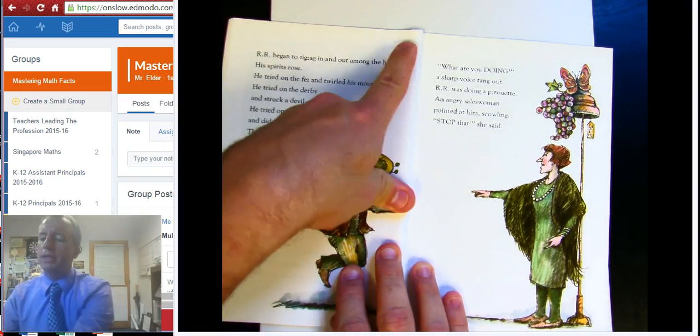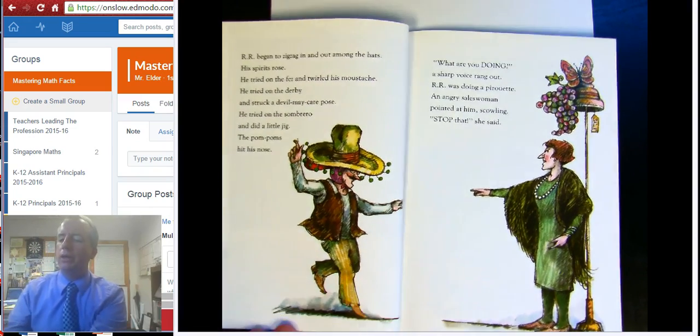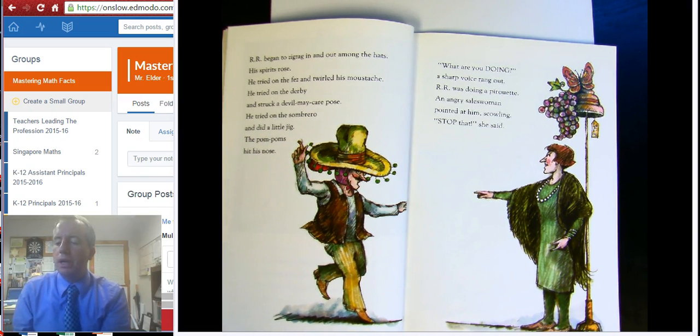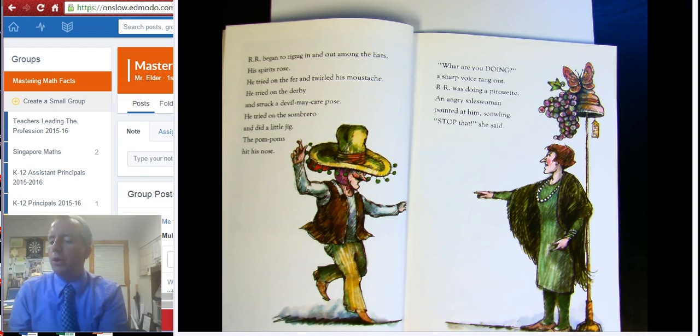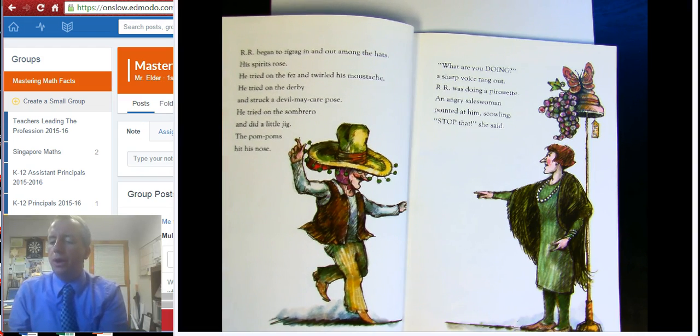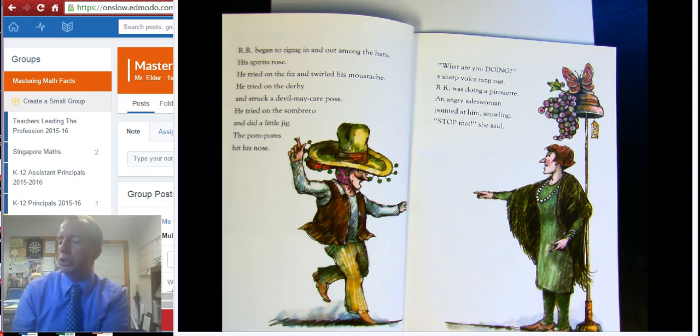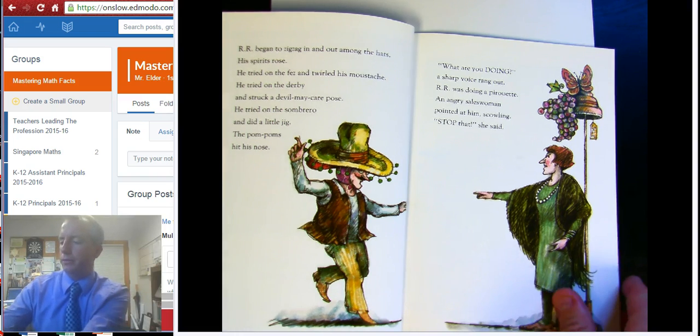R.R. began to zigzag in and out among the hats. His spirits rose. He tried on the fez, and he twirled his mustache. He tried on the derby, and struck a devil-may-care pose. He tried on the sombrero, and did a little jig. The pom-poms hit his nose. "What are you doing?" a sharp voice rang out. R.R. was doing a pirouette, and an angry saleswoman pointed at him, scowling. "Stop that!" she said.